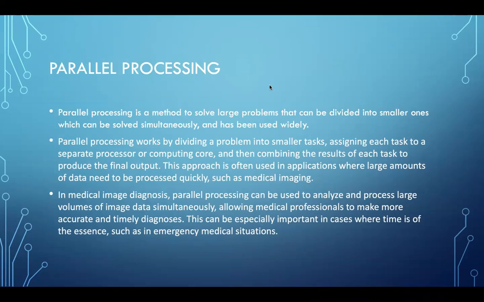Parallel processing works by dividing a problem into smaller tasks, assigning each task to a separate processor or computing core, then combining the results of each task to produce a final output. This approach is often used in applications where large amounts of data need to be processed quickly, such as medical imaging. In medical image diagnosis, parallel processing can be used to process large volumes of data simultaneously, allowing medical professionals to make more accurate and timely diagnoses.